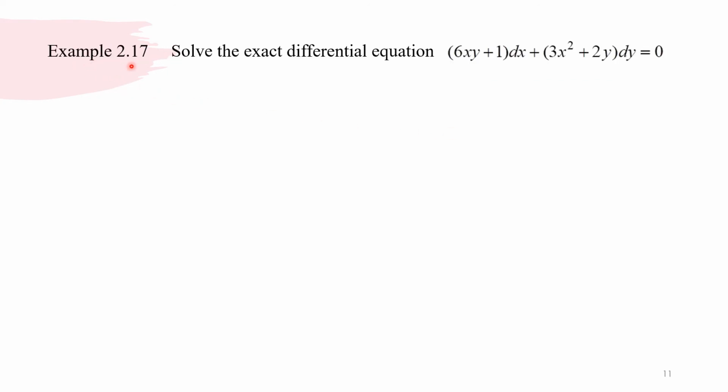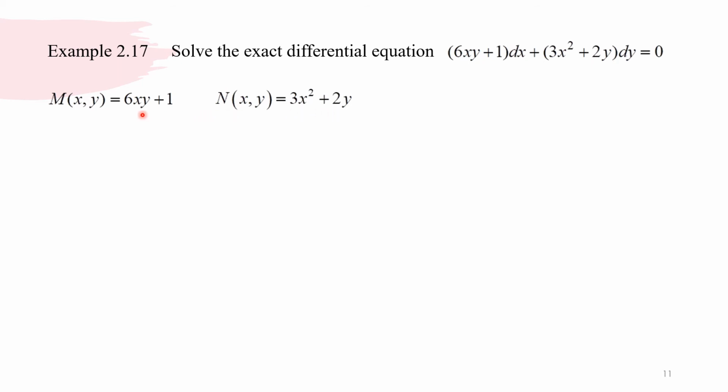Example 2.17. Solve the exact differential equation (6xy plus 1) dx plus (3x squared plus 2y) dy equals 0. We are going to solve this differential equation, but first let us confirm that this equation is an exact equation. Let us determine the function m, which is the coefficient for the dx. M is 6xy plus 1. And n is the coefficient for the differential dy. In this case, n is 3x squared plus 2y.